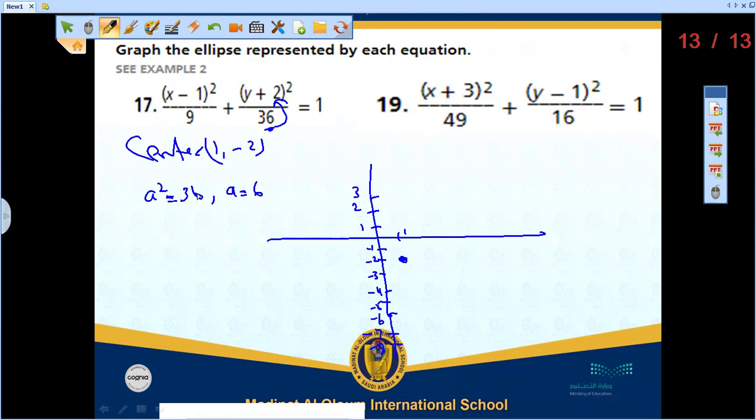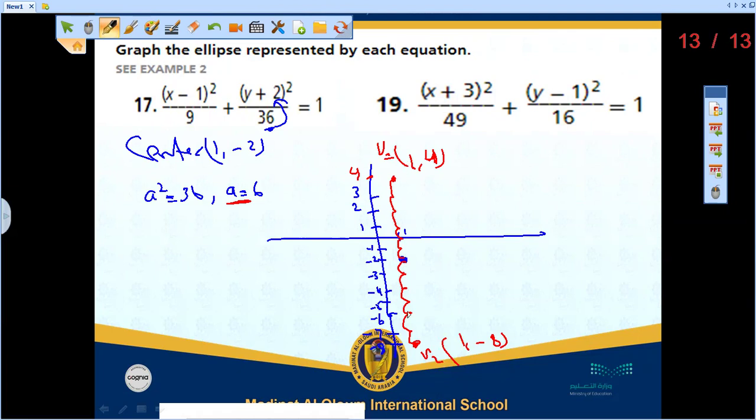Negative 8. Okay, guys. Now, from this center, I'll go up and down with A. I'll go up 6: 1, 2, 3, 4, 5, 6. I end up with 4. It means (1, 4) is a vertex. The other vertex, I'll go down 6: 1, 2, 3, 4, 5, 6. It means (1, negative 8) is the other vertex.